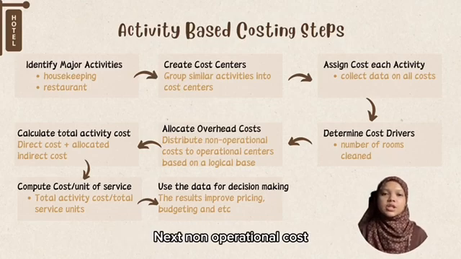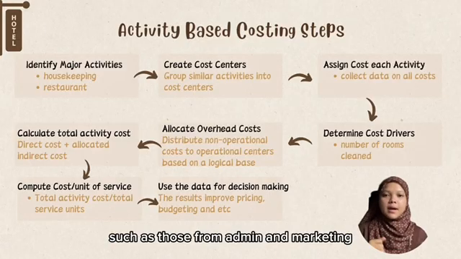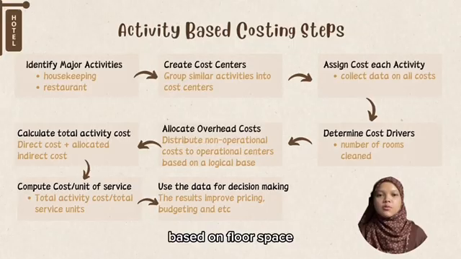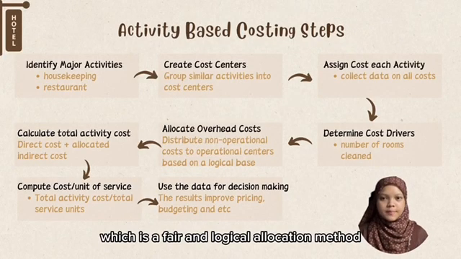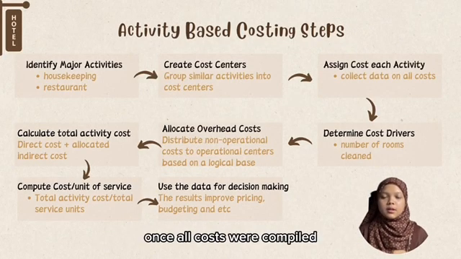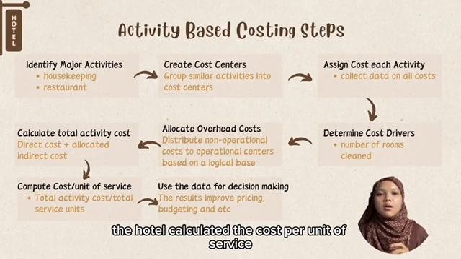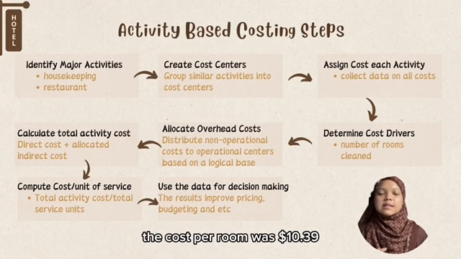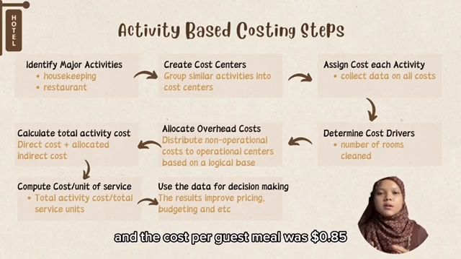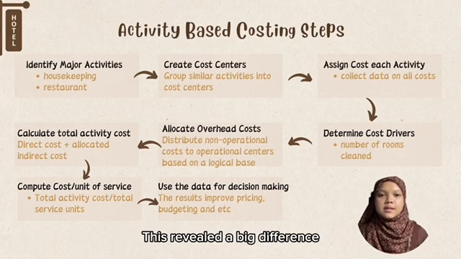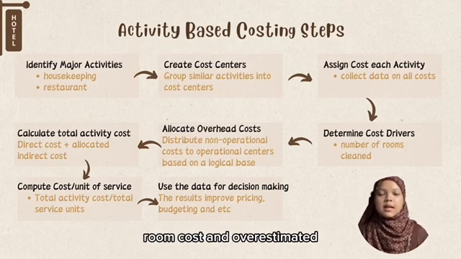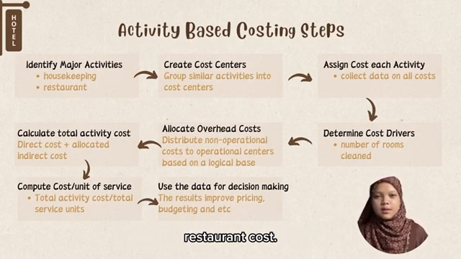Next, non-operational costs such as those from admin and marketing were allocated to the operational departments based on floor space, which is a fair and logical allocation method. Once all costs were compiled, the hotel calculated the cost per unit of service. Under the ABC method, the cost per room was $10.39 and the cost per guest meal was $0.85. This revealed a big difference compared to the traditional costing, which had previously underestimated room costs and overestimated restaurant costs.